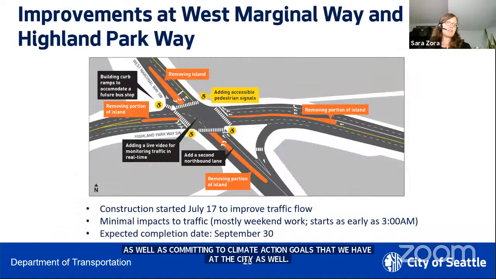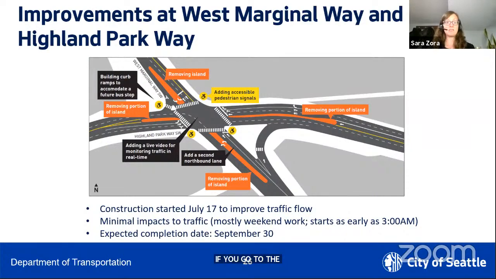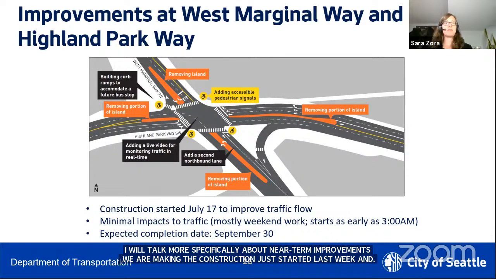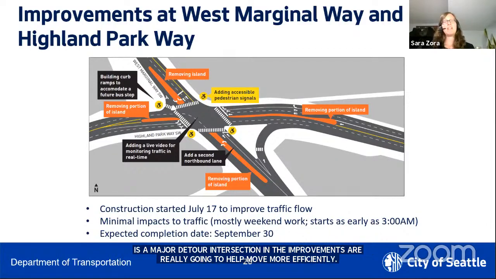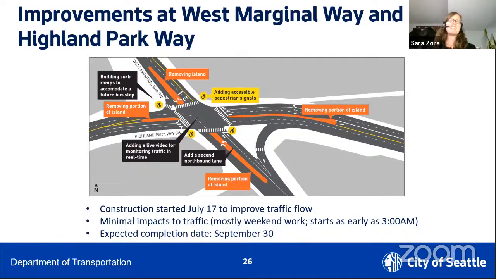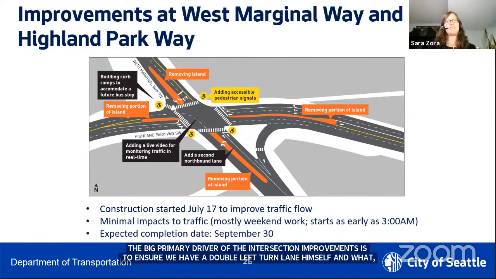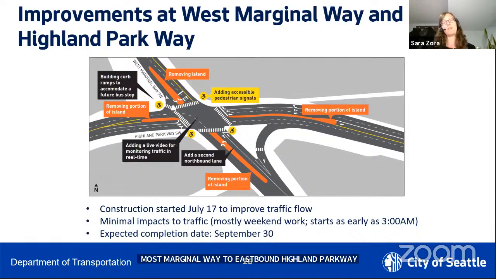If you go to the next slide, I'll talk more specifically about near-term improvements that we're making. Construction just started last weekend to really improve traffic flow at the West Marginal Way and Highland Parkway intersection. We know this is a major detour intersection, and these improvements are really going to help it move more efficiently. The big primary driver of the intersection improvements is to ensure that we can have a double left turn lane from southbound West Marginal Way to eastbound Highland Parkway at the same time as a right turning movement from westbound Highland Parkway to northbound West Marginal Way.